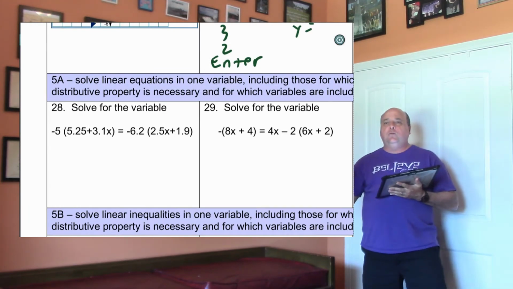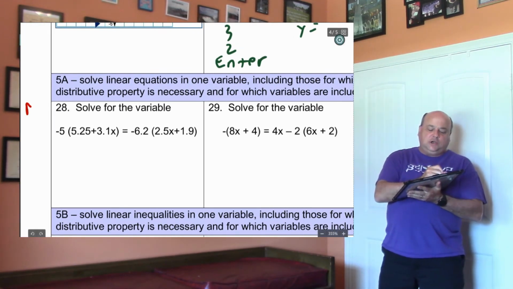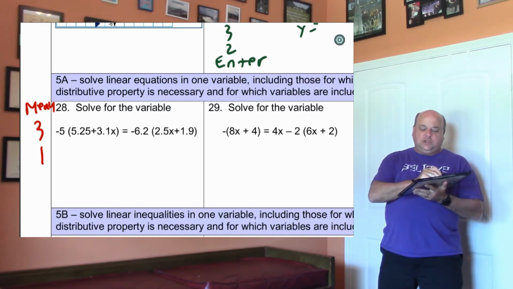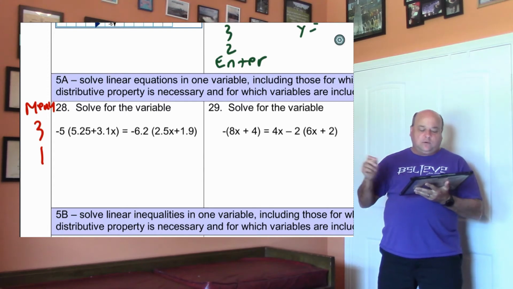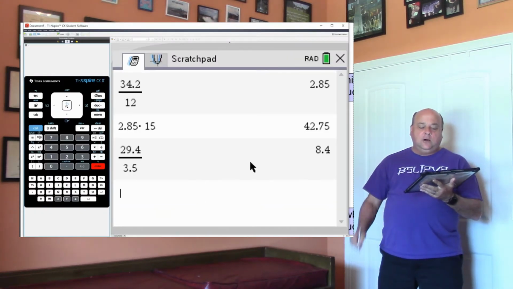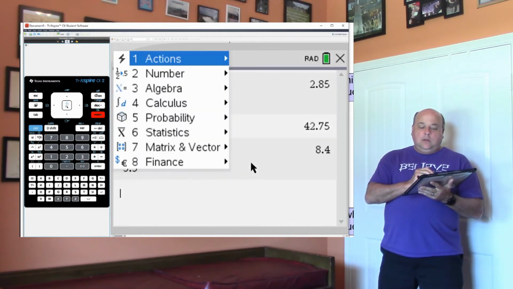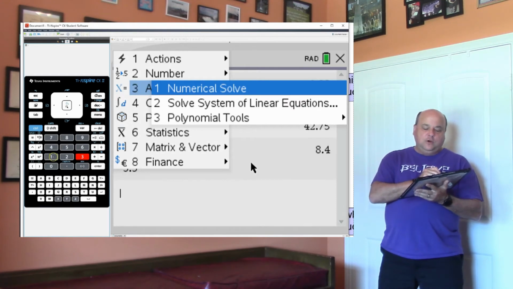Solve a linear equation in one variable. Okay, to do this, you're going to do menu 3, 1. Okay, and I'm going to do one problem with you. We're just going to type this into the equation, menu 3, 1. So go to your calculator, make sure you're in the scratch pad, menu, algebra, and then we're going to do numerical solve.